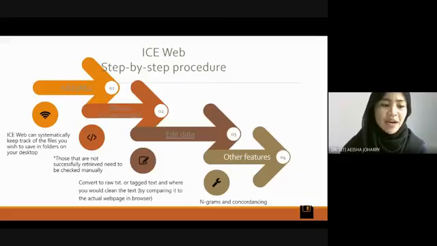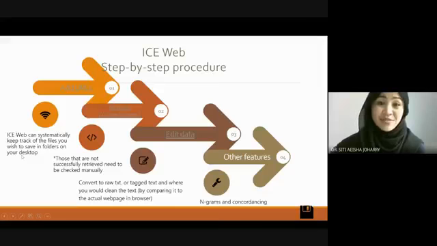Now, let's talk about the IceWeb step-by-step procedure. The procedure involves four steps for IceWeb, and I'm just going to show you what normally happens with IceWeb. The first thing you would do is add URLs. IceWeb can systematically keep track of the files you wish to save, and that really helps in the documentation process.